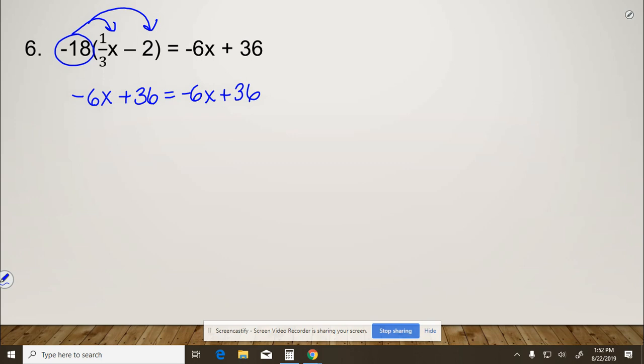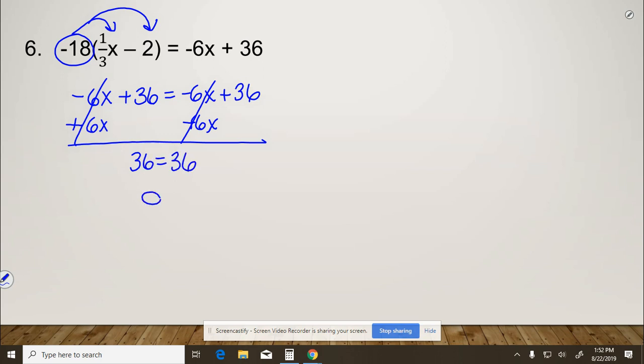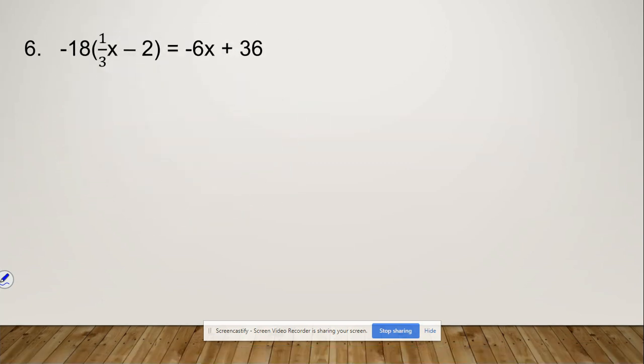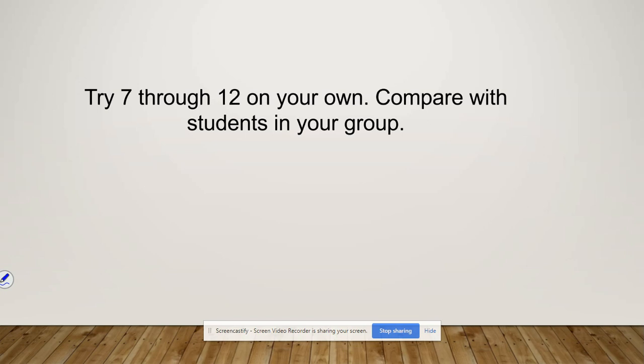So now it's only infinite or none. Let's put those coefficients together on opposite sides by adding 6x. And we get 36 equals 36. Since those are exactly the same, that means that this is going to have infinite solutions, and any number will satisfy that equation. All right, so hopefully you're getting even more familiar with how to distinguish whether an equation has one, none, or infinite solutions.